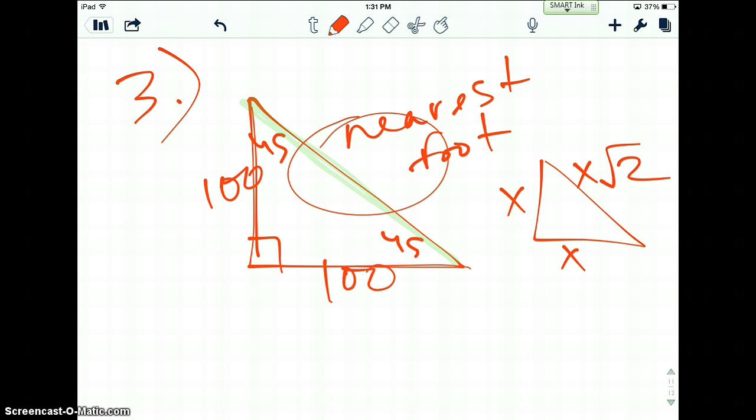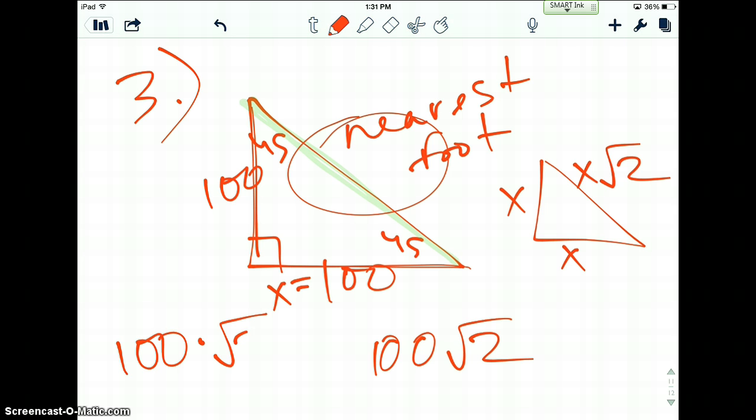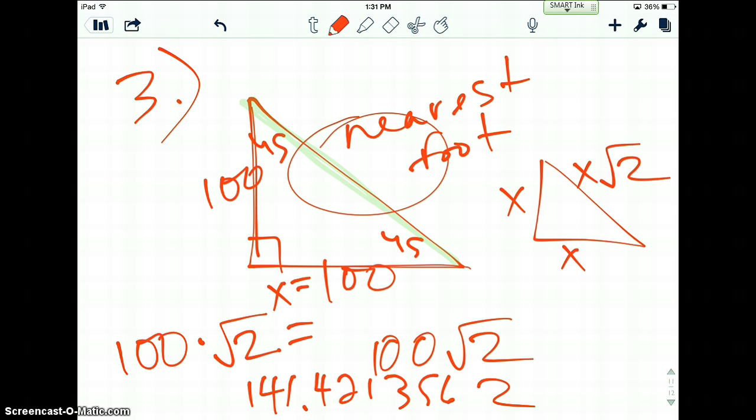So this side, if this is x, is going to be 100 root 2, but they want it to the nearest foot. So on my calculator, I take 100 times root 2, and I get 141.4213562, and so on. If I go to the nearest foot, what are we thinking? 141 or 142? In this case, the 4 is going to leave it alone. So this is approximately 141 feet.